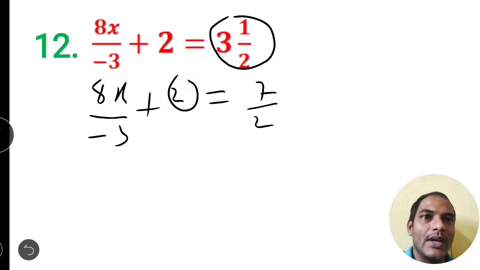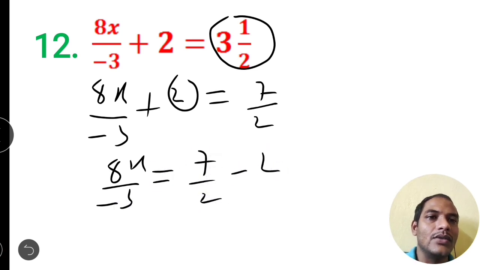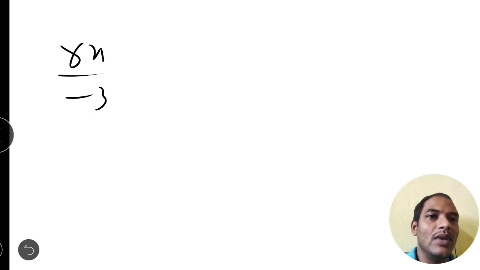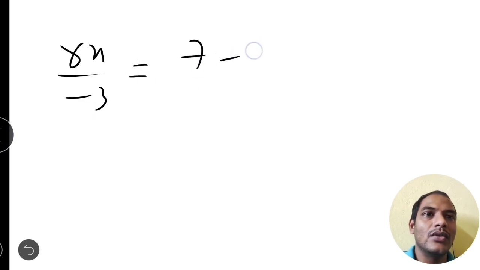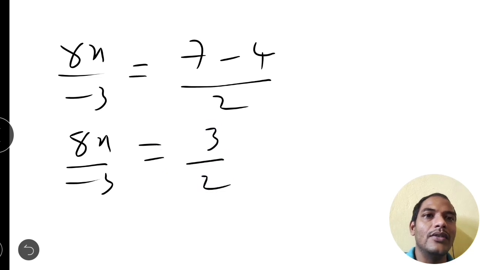Now plus 2 is transposed to the RHS. 8x by minus 3 equals 7 by 2 plus 2 will become minus 2. Now minus 2 can be written as minus 2 by 1. Then the LCM of 2 comma 1 is 2. So 7 minus 2 into 2. So 8x by minus 3 equals 7 minus 2 into 2 is 4, by 2. So 8x minus 3 equals 7 minus 4, 3 by 2.